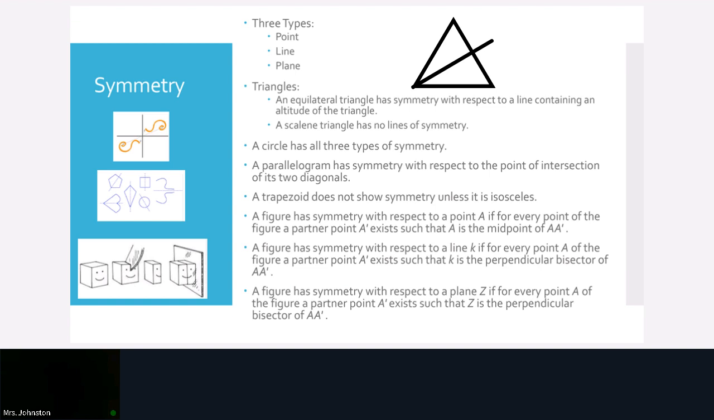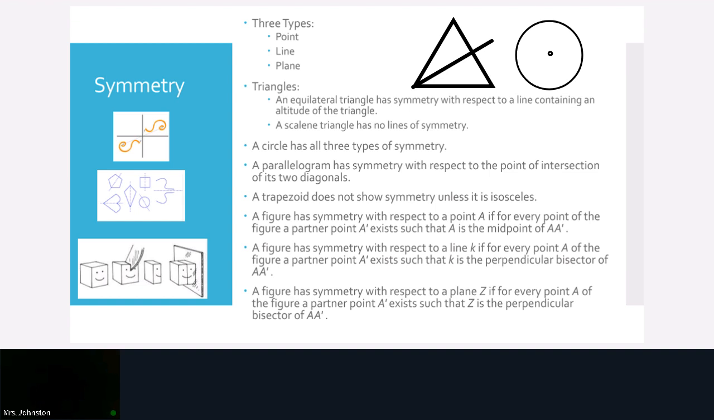What about a circle? Well, a circle has point symmetry, obviously, because there's a point at the center of the circle around which it can rotate, and it can rotate any number of degrees and still be symmetrical. What about a line? Well, I can draw an infinite number of lines through a circle, and it will split it in half as long as they go through the center of the circle. And it has plane symmetry. If a plane passed through it, it would be basically the same as a line.